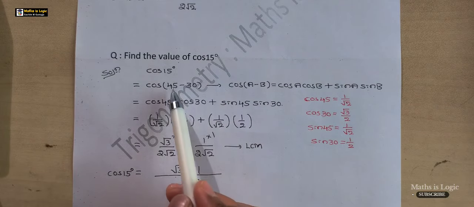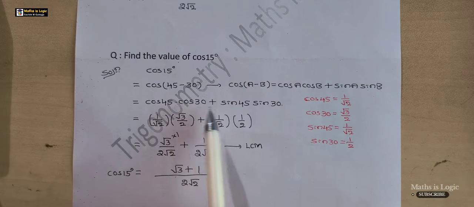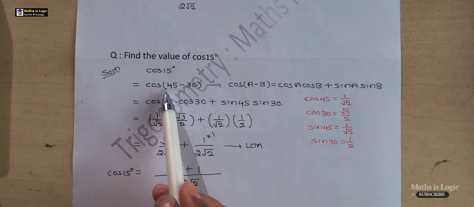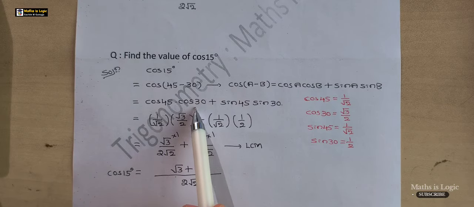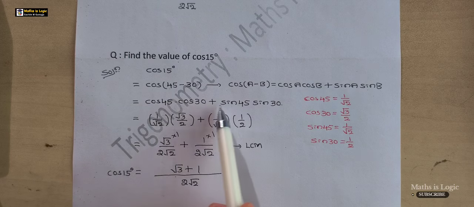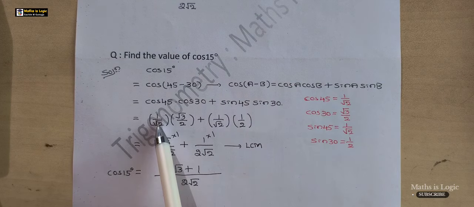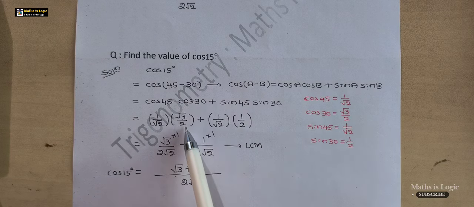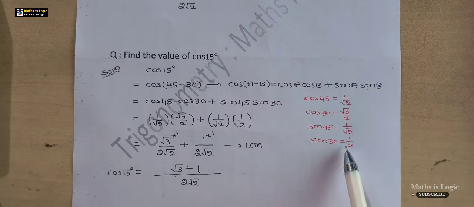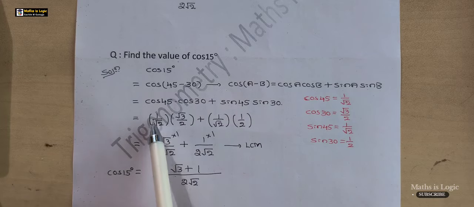Next, remember A means 45 degree, B means 30 degree. Wherever A comes, replace by 45, and wherever B comes, replace by 30. So this becomes cos 45 into cos 30 plus sin 45 into sin 30. All these are standard angles. We know the values. Cos 45 is 1 by root 2, substitute. Cos 30 is root 3 by 2, substitute, plus sin 45 is 1 by root 2 and sin 30 degree is 1 divided by 2.